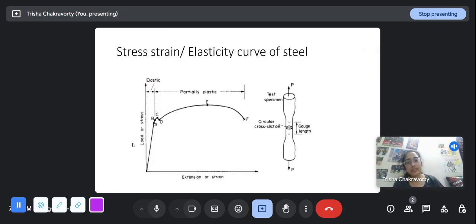And this is the stress strain or elasticity curve of steel. It is obtained by taking a cylindrical specimen and applying a tensile force on either end.